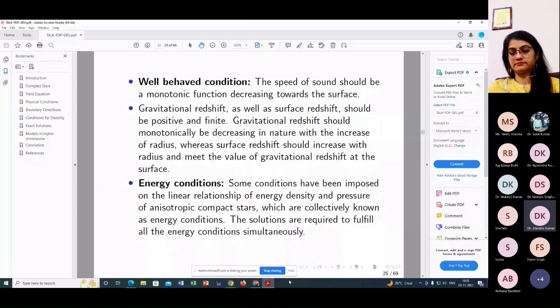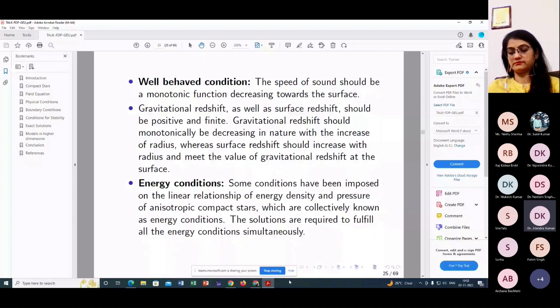Similarly, we can say that rho plus PR plus PT will be greater than 0, and similarly rho plus 3PR plus 3PT will be greater than 0. And we have some strong energy dominant conditions and weak energy dominant conditions.